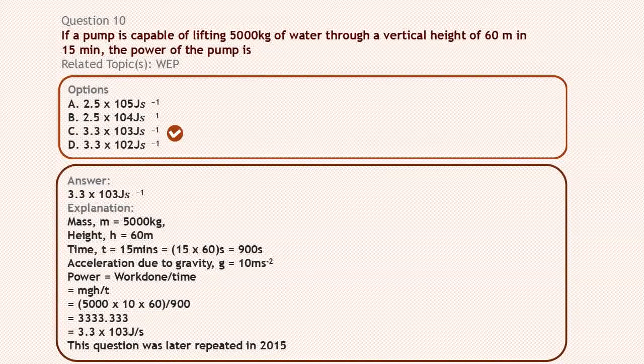So the mass times the value of our acceleration due to gravity, which is 10, times height, which is 60, divided by the time, which is 900 seconds, and this will give us 3,333.333. If you write this in standard form, since this is 3,000 and something, we can write it as 3.3 times 1,000, which is 10 raised to power 3.